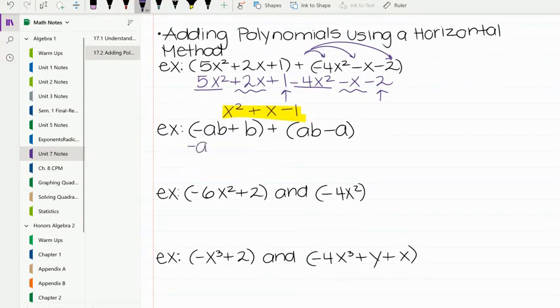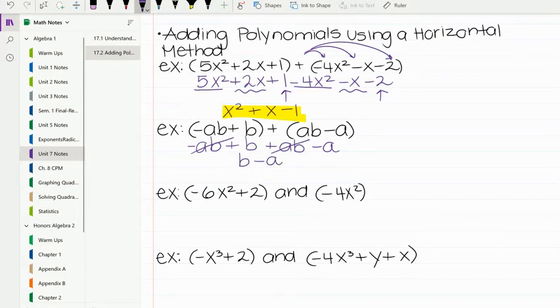So I simply rewrite it all across in one horizontal line. The AB we just keep the same, and the negative A we keep the same. Okay, so I want to first see if I can combine things, and I do see that we have a negative AB and a positive AB, so that cancels. Then we end up with a B and a negative A, which we can't combine.